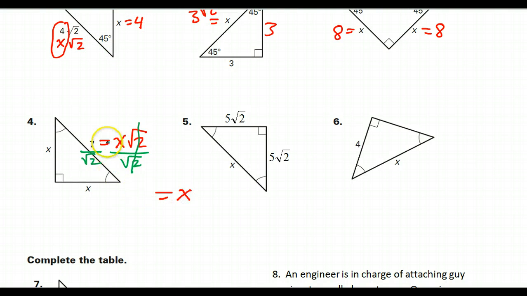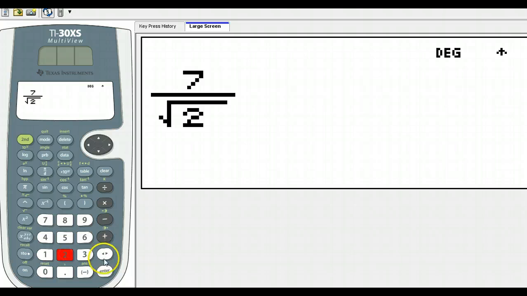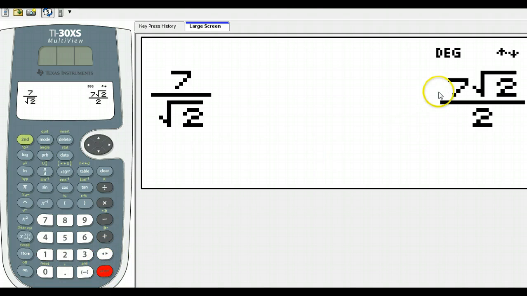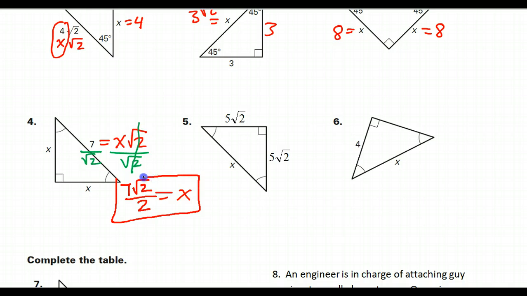Okay, but that's going to give me x equals. So I'm going to put 7 over radical 2 in my calculator right now, see what happens. So 7 over radical 2. Bam! 7 radical 2 over 2. That's what that is equal to. So x is equal to 7 radical 2 over 2. Okay, so that is the answer. That's what x is.